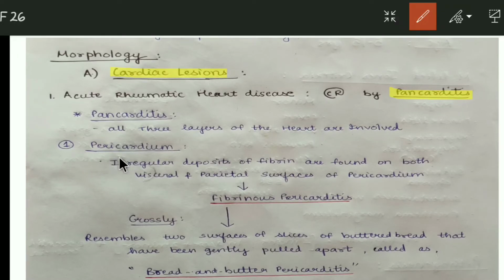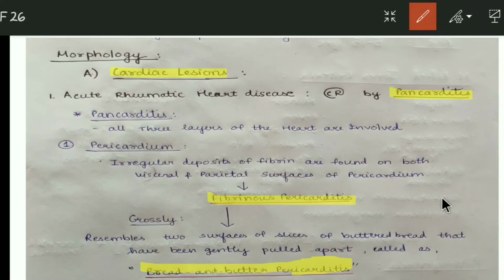First of all, pericardium. Here, irregular deposits of fibrin are found on both visceral and parietal surfaces of the pericardium and hence called fibrinous pericarditis. Grossly, it resembles two surfaces of a slice of buttered bread that have been gently pulled apart, called bread and butter pericarditis.